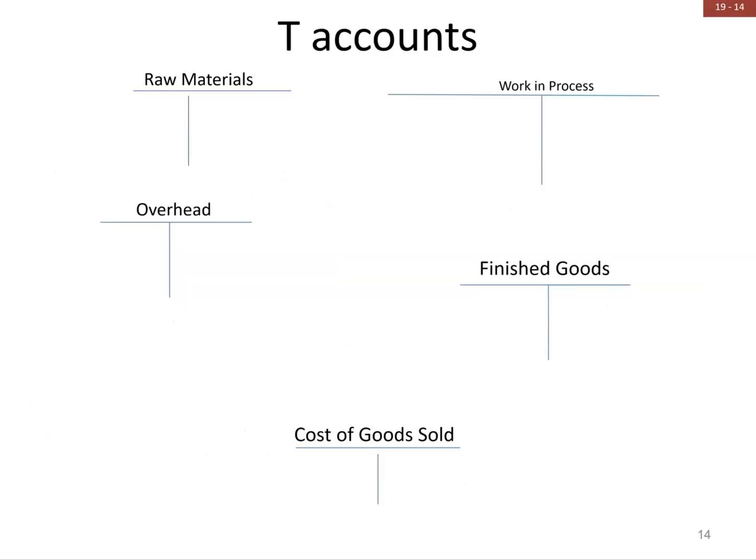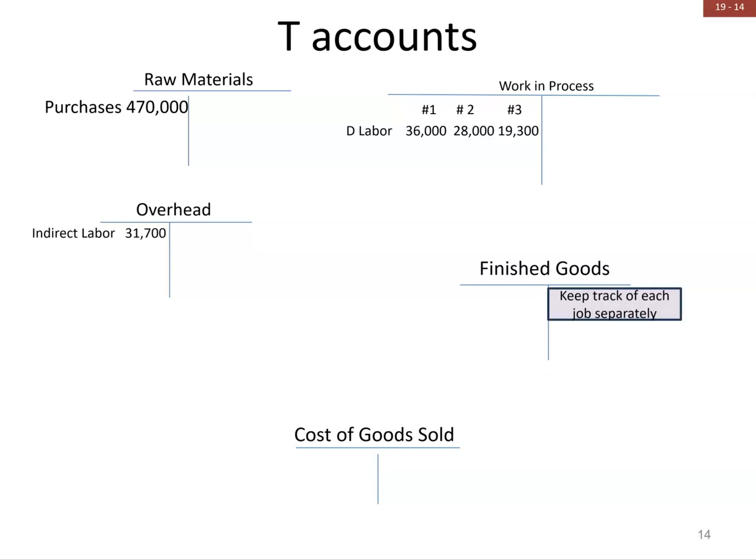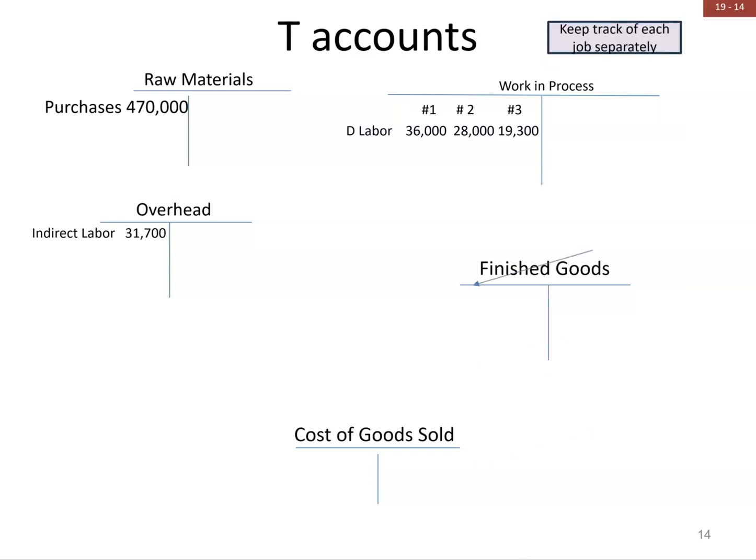Now let's look at the T accounts so you can see what this looks like. So here's what we did. We bought our raw materials, and then we booked our labor to each one of the 3 campers. If you notice in work in process, I'm keeping them all separate because if I complete one, I need to know how much cost I'm going to transfer to finished goods. So again, that's why I have to keep all these separate.